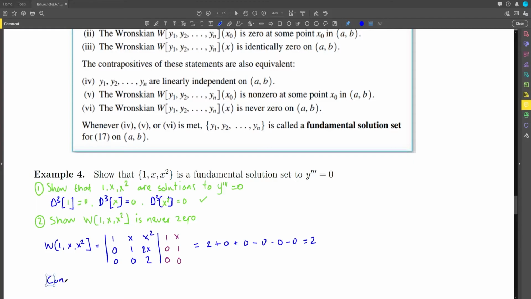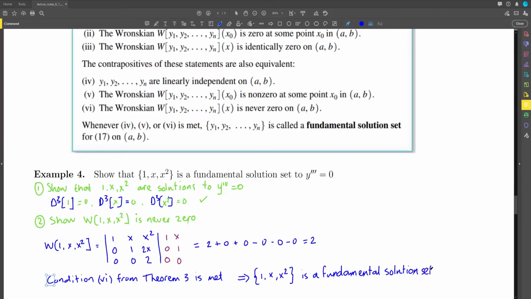So condition 6 from theorem 3 is met, and therefore we can conclude that the set 1, x, x squared is a fundamental solution set of this homogeneous differential equation.